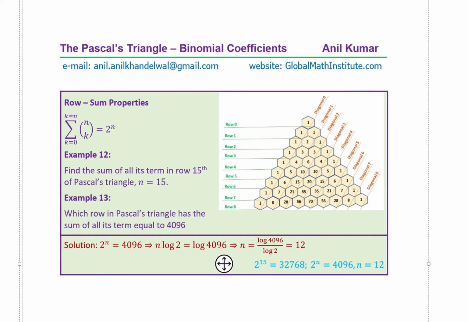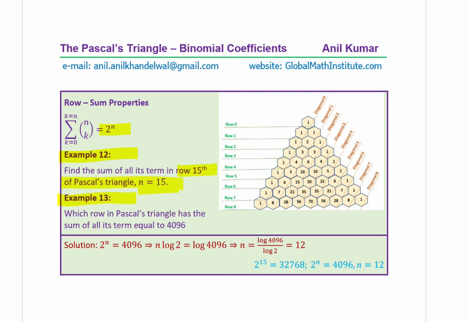Now row sum property. As we explored, we know that the sum of all the elements in a row is 2 to the power of n. Now based on this, here is example 12 for you. Find the sum of all the terms in row 15 of Pascal's triangle where n is equal to 15. So if n is 15, then it is 2 to the power of 15, correct? So you get your answer. Just write 2 to the power of 15, calculate, get the answer.